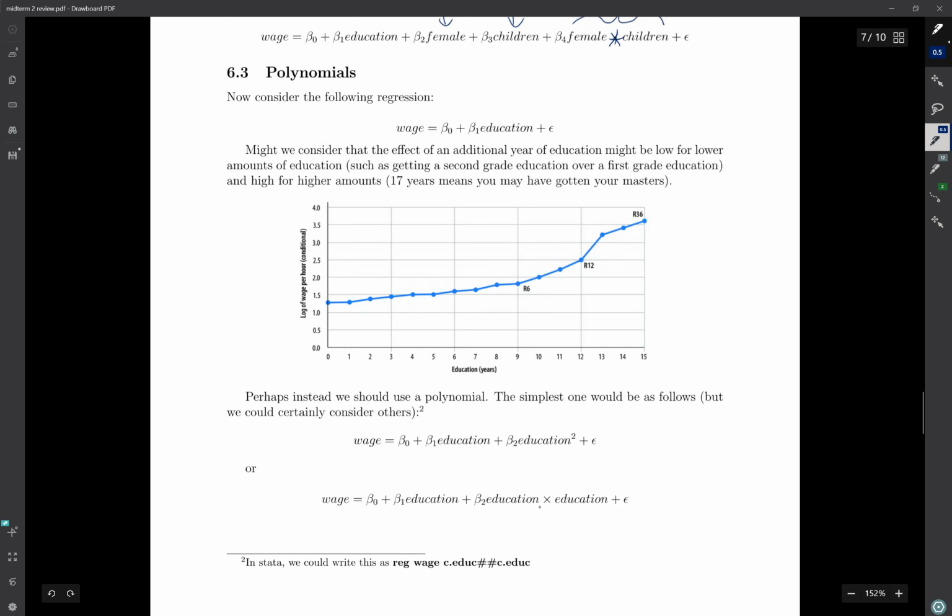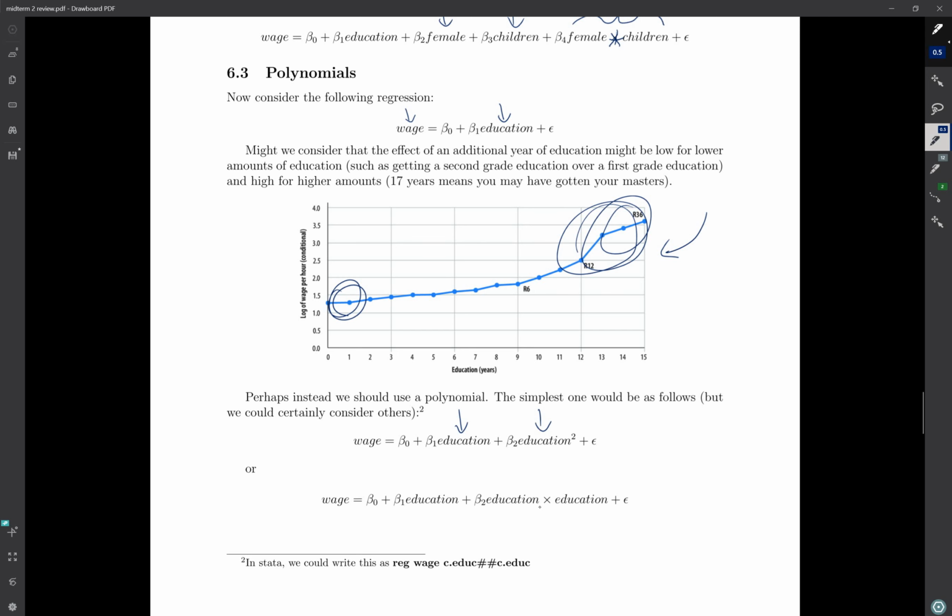Let's look at what we may consider another type of interaction, which is polynomials. I'll explain that in a minute. So let's say that we're interested in wage and education. Looking at this graph, what if it looks like these lower levels of education may not affect your income as much as these higher levels? Okay, so maybe we should use a polynomial. Specifically, we'll use education and education squared.